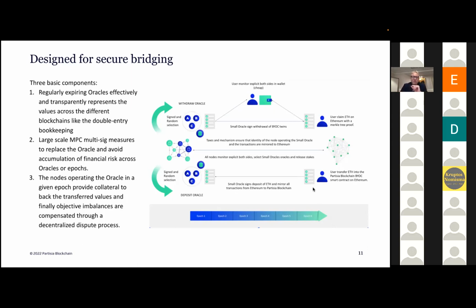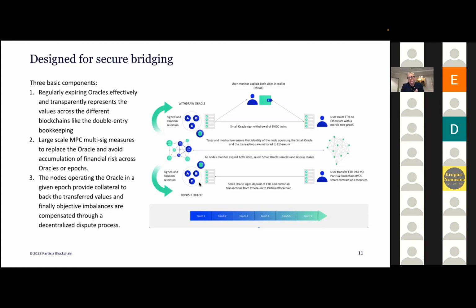And then you use the MPC part, or the multi-sig MPC, threshold cryptography basically, to assign these small oracles into these different epochs, which means that you actually bring the security about the selection of the small epoch up to the highest level of the blockchain. Then finally you have the selected nodes that are running these epochs. They use the MPC tokens as collateral when they secure the funds that are transferred through these oracles.